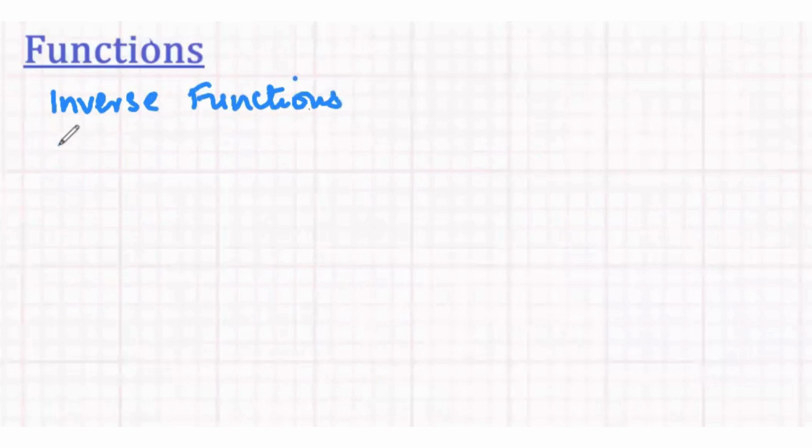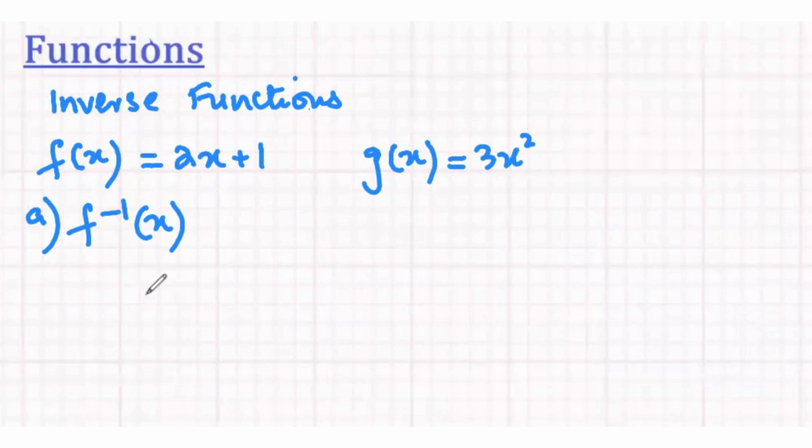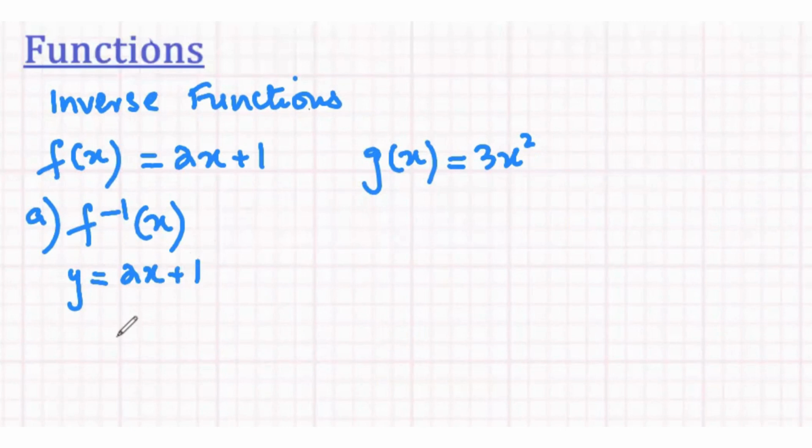So for inverse functions, let's take the same functions, f of x equals 2x plus 1, and g of x equals (3x) squared. If they're asking us to find the inverse of f, so f inverse of x, there are a few steps for that. First step is that you replace f of x with y. So it becomes y equals 2x plus 1. That's the first step.